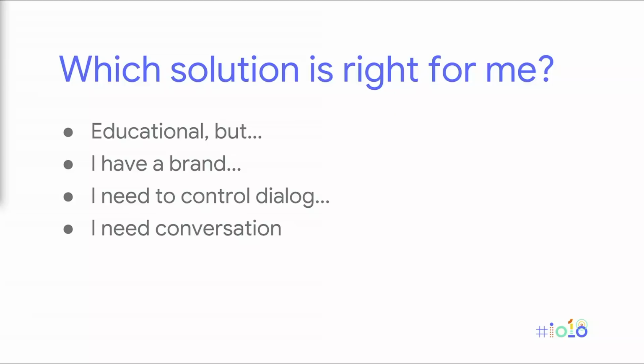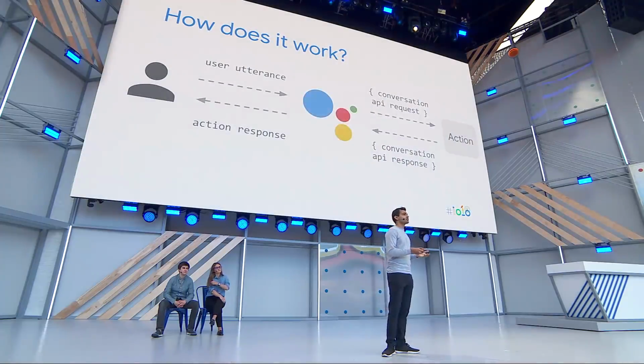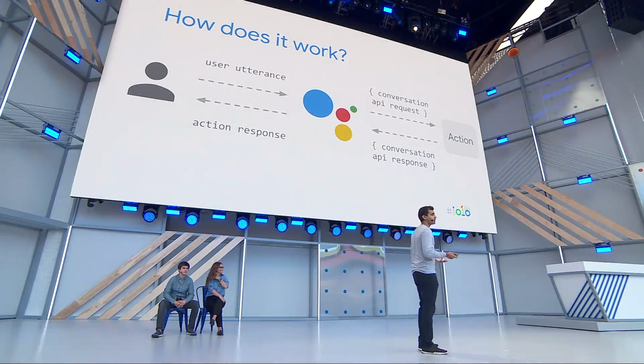So from all of the options that Adam had laid out, I had to figure out which one was the best for me. So I needed to build something that was educational, but I kind of have my own brand, my own way of teaching, and I want to own that back and forth. I want to control the dialogue. So I needed conversation. So I went to the Actions on Google documentation, and I learned more about building conversations.